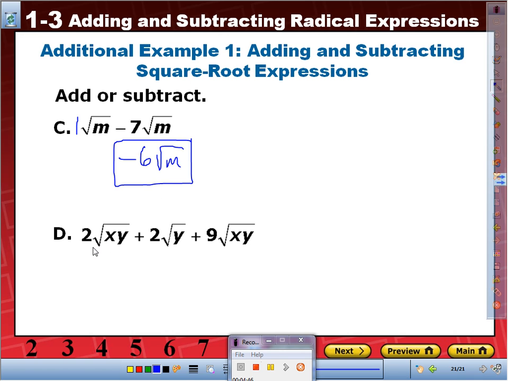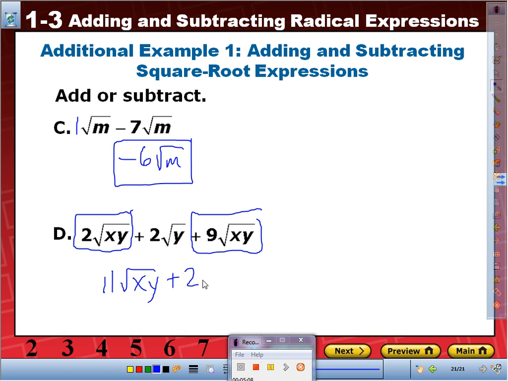Okay? Let's look at this one. I need to identify if I can simplify the radicals anymore. Not here, or here. Do I have any like terms? Yes, this one and this one. So therefore, 9 plus 2, that's 11 square root xy plus 2 square root y. And we're done.